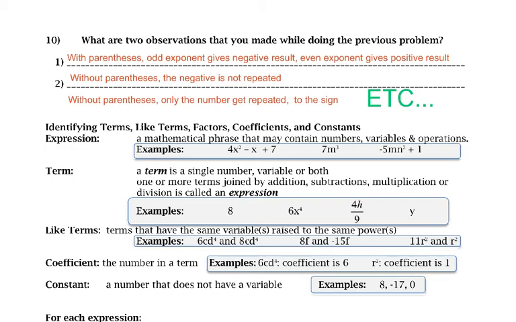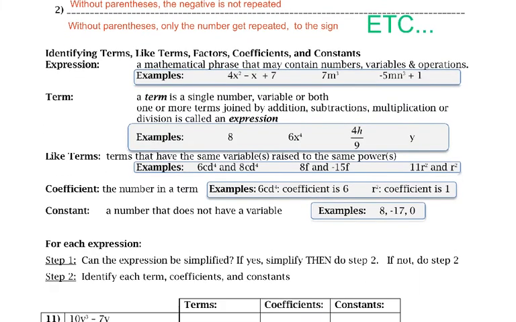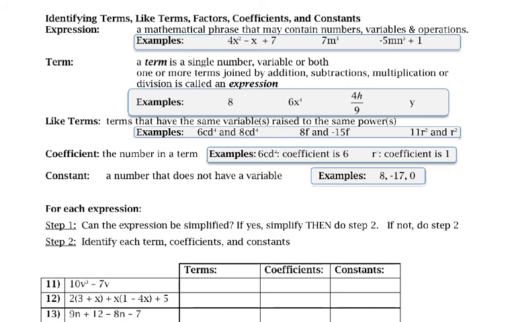All right, the next thing that we're going to do is go into some vocabulary that may be new or unfamiliar. You've probably heard these terms before, but you may not really know what they are. And so we're going to talk about terms, like terms. I'm not really going to talk so much about factors, but then coefficients and constants. And I may have to continue the last part of this on a separate video because I'll run out of time. Okay, so let's talk about some definitions.